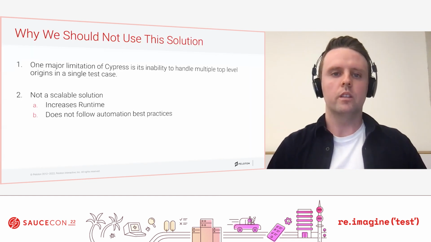The first problem is due to the user being redirected to the login page hosted by Auth0. One major limitation of Cypress is its inability to handle multiple top-level origins in a single test case. The second problem is that this solution is not scalable. It increases runtime and does not follow automation best practices.